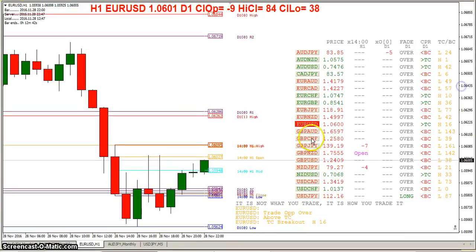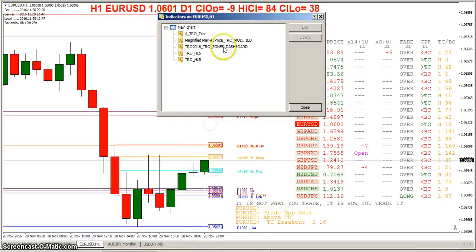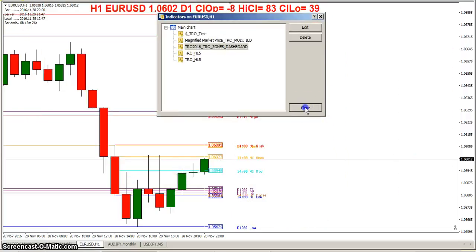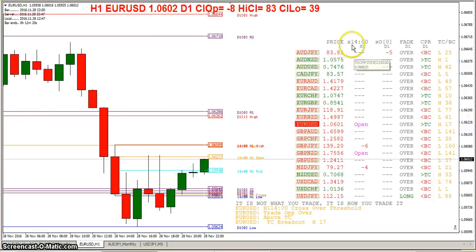So you can see here, this means the magenta is within the threshold, and we've got the threshold set for 2 pips. In the dashboard inputs, the threshold works on all of the columns. So if it gets within 2 pips of the 1400 open for the H1, right here, this bar open, it's going to light up, and you can see here.